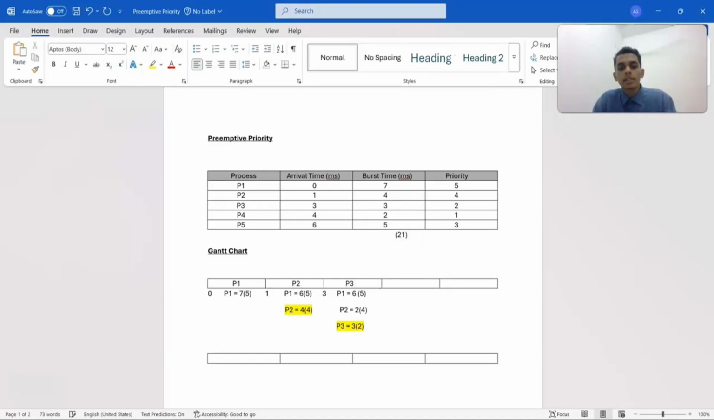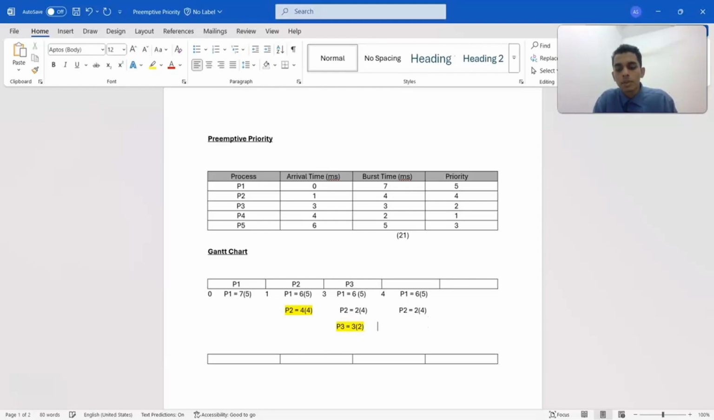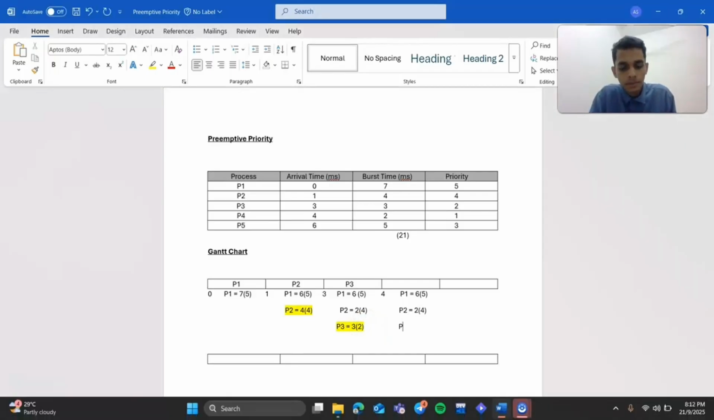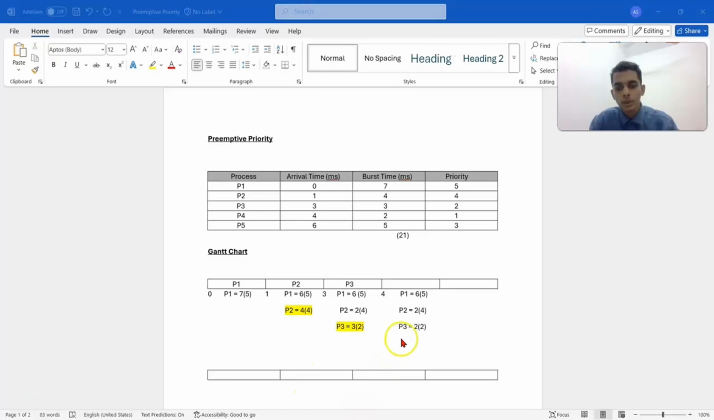The next interrupt will occur at millisecond 4 because process 4 arrives. And as usual, we will now be updating our ready queue. P3 will be updated because it has run for 1 millisecond. The burst time will be updated to 2 because it has run from 3 to 4 milliseconds. The priority remains the same. We will now include P4 into our ready queue because P4 has arrived.